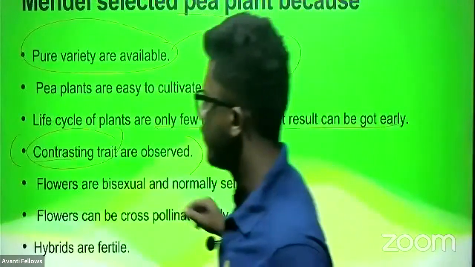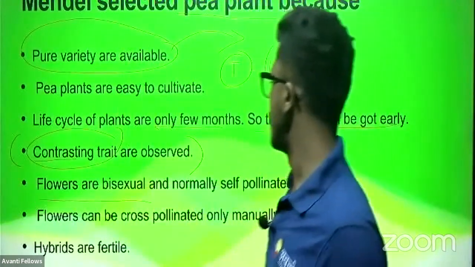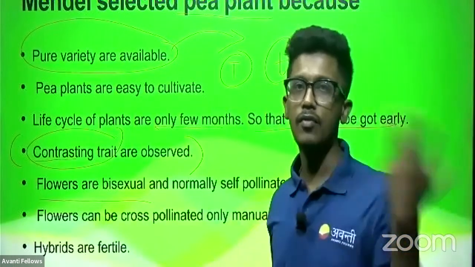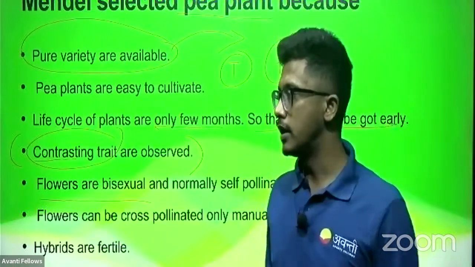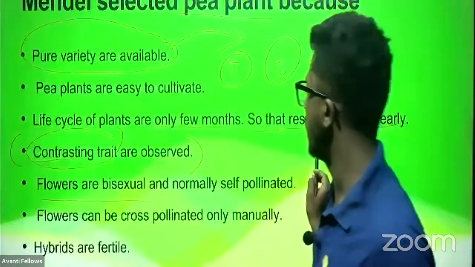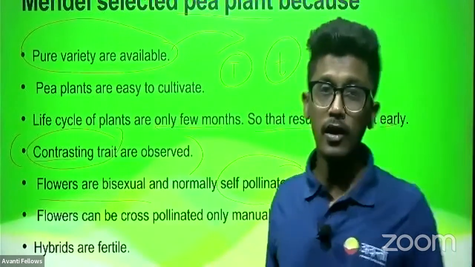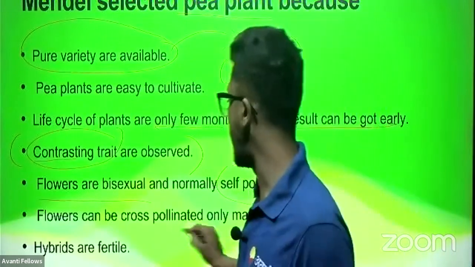Next one is this one. Flowers are bisexual. So what is bisexual? They have both the male and female parts in the same flower. So that is why they get self-pollinated. For cross-pollination to occur, it has to be done manually.